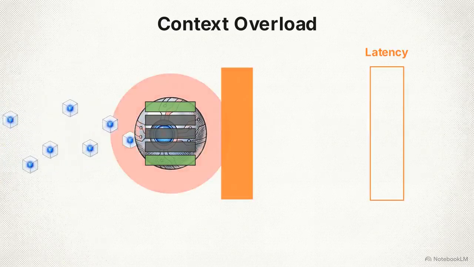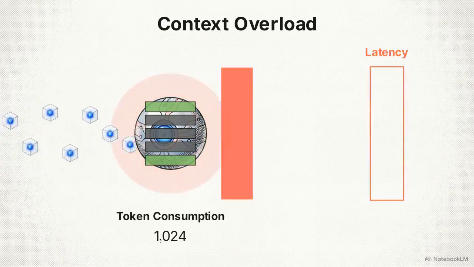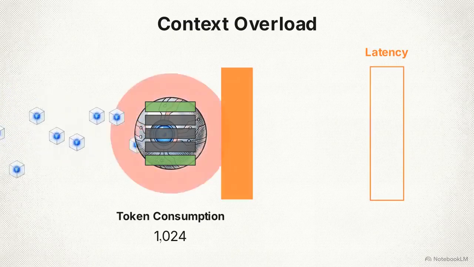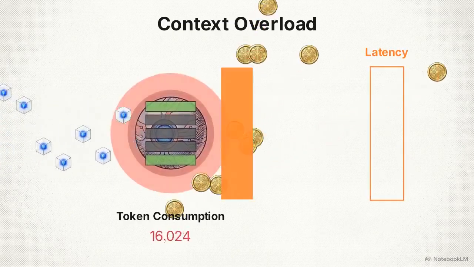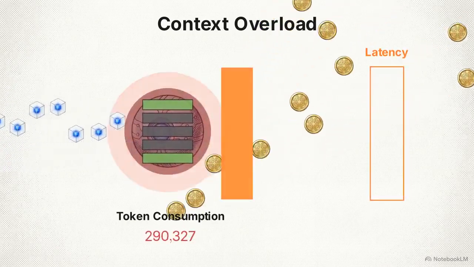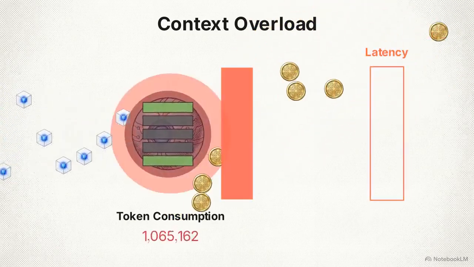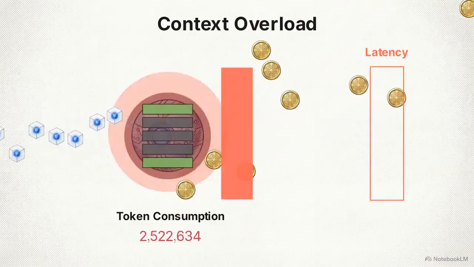Simultaneously, this bloated context window forces compute costs higher. Large language models process data in tokens, the basic units of text or code, and feeding massive historical logs into every request pushes token consumption exponentially higher.